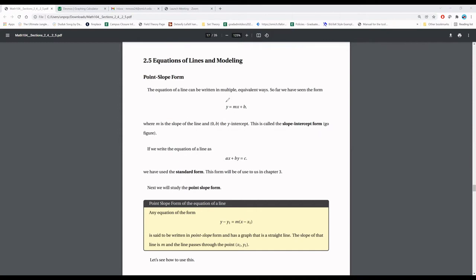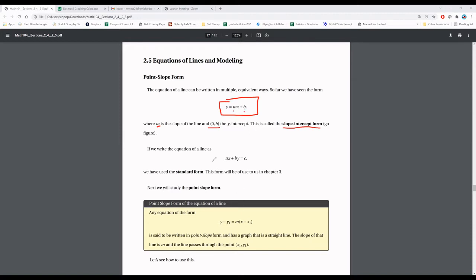We've seen the equation y equals mx plus b. This is our old friend, the slope-intercept form. Slope-intercept form gives us m, the slope, and the y-intercept, (0, b). So we can see m here and b hanging out there.